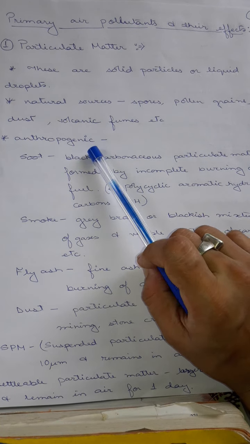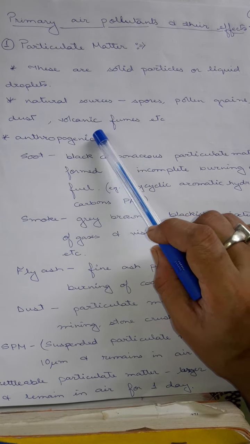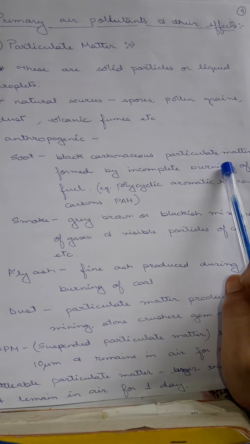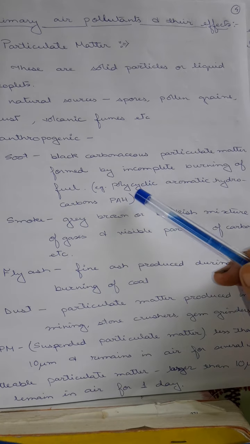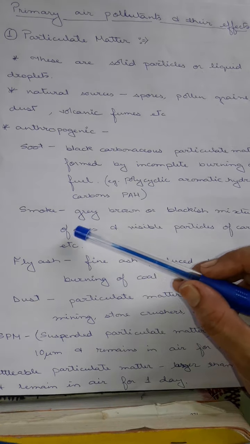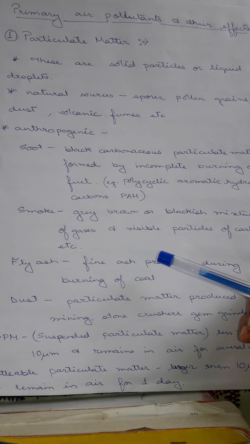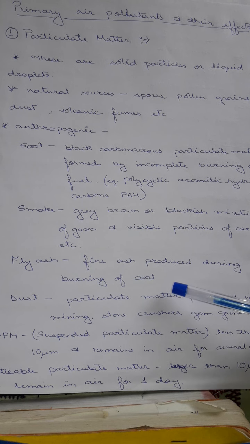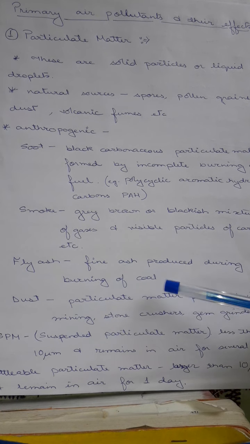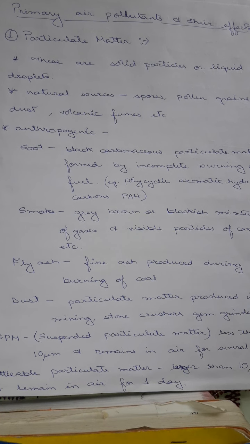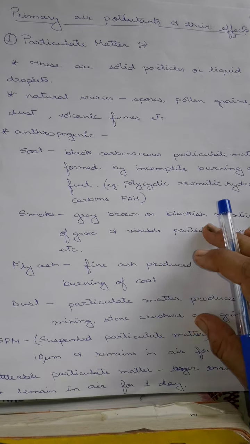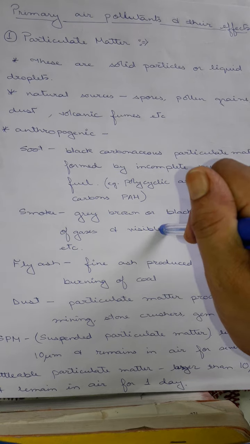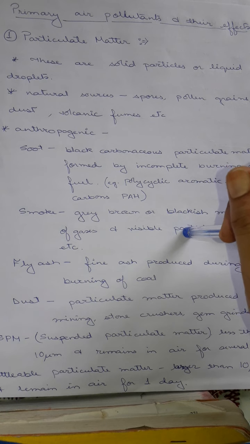Then anthropogenic, that is man-made pollutants that are present, are soot. Soot means a black carbonaceous particulate matter formed in incomplete burning of fuel. Smoke, the grey, brown or blackish mixture of gases. Fly ash, the fine ash produced during burning of coal. Dust, the particulate matter present in the atmosphere. These all are different anthropogenic sources, which are the main primary air pollutants.